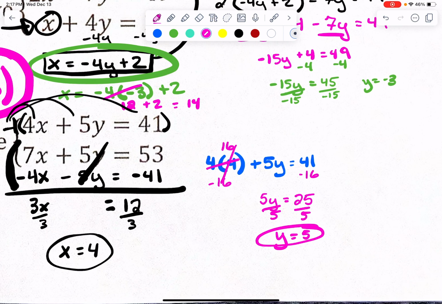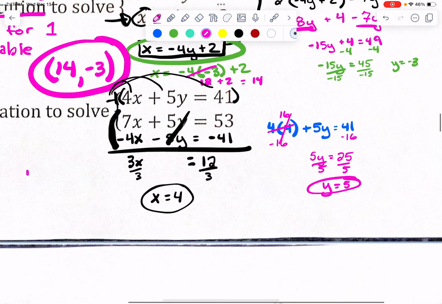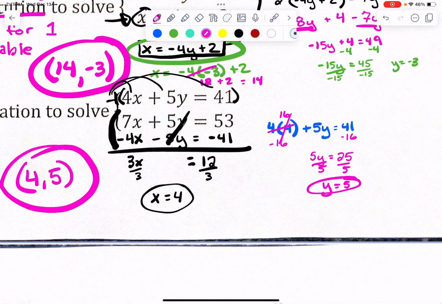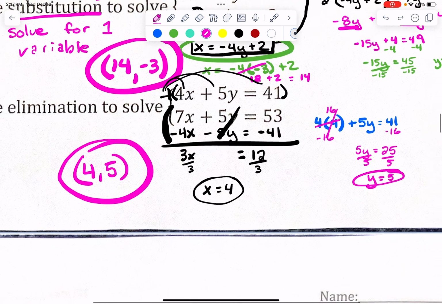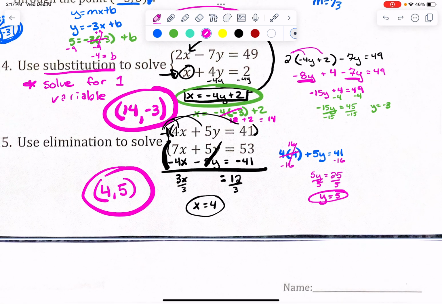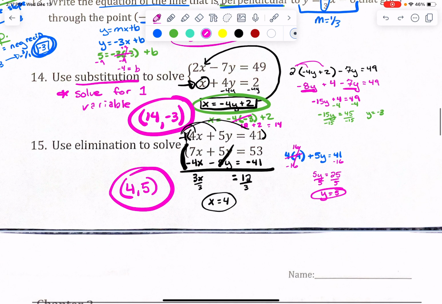Okay, so my final answer, if I write it as an ordered pair, is (4, 5). And again, that is the place where these two lines cross each other. All right, again, if you need to pause or go back, just do whatever you need to do. All right, that is substitution and elimination.